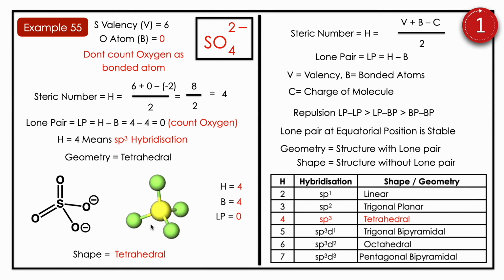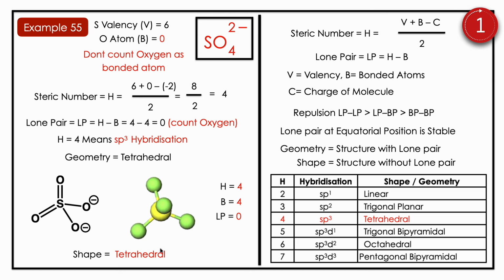Then example 55, SO4 2 minus. Oxygen is there, be careful. Sulfur is the central metal atom, which gives 6. Oxygen should not be counted, it is 0. So steric number will be 6 plus 0. Charge 2 is there, so which gives 8 by 2 equals 4. Lone pair will be H minus B, which is 4 minus 4 equals 0.